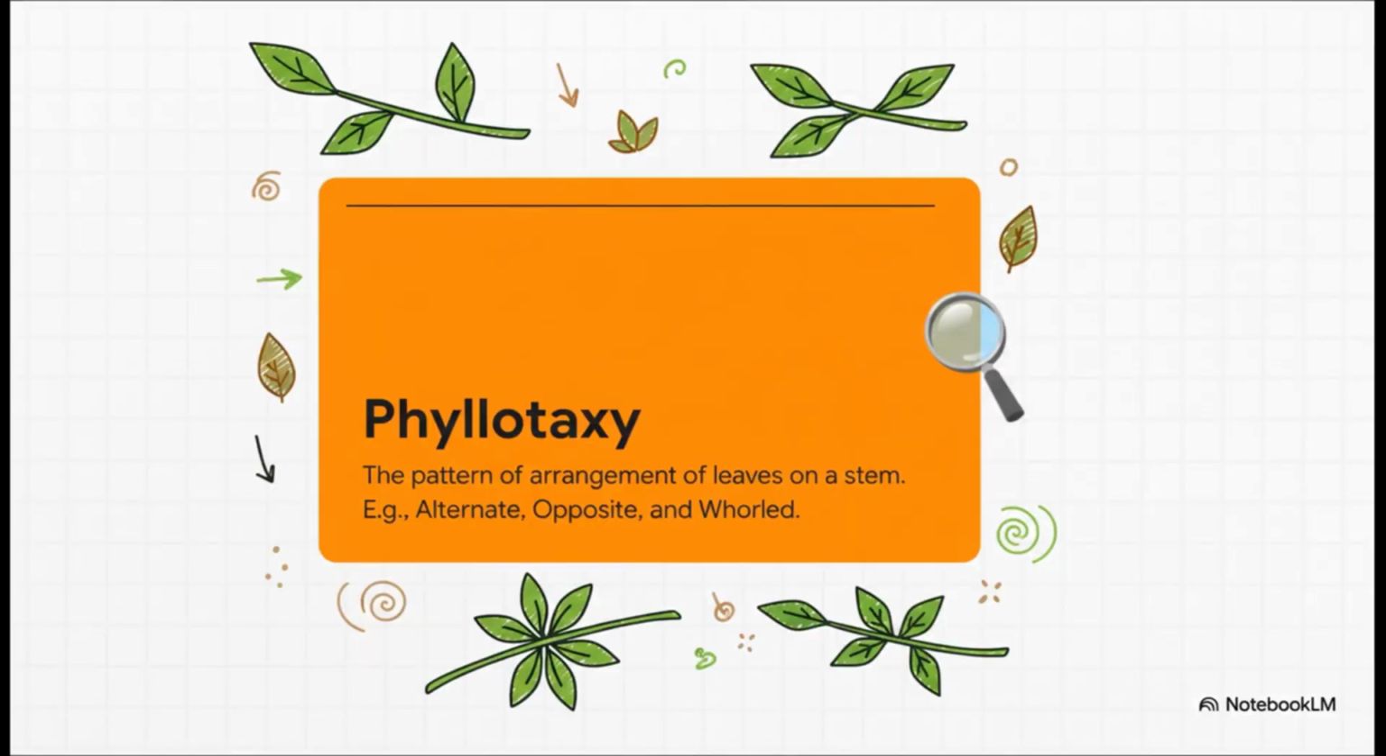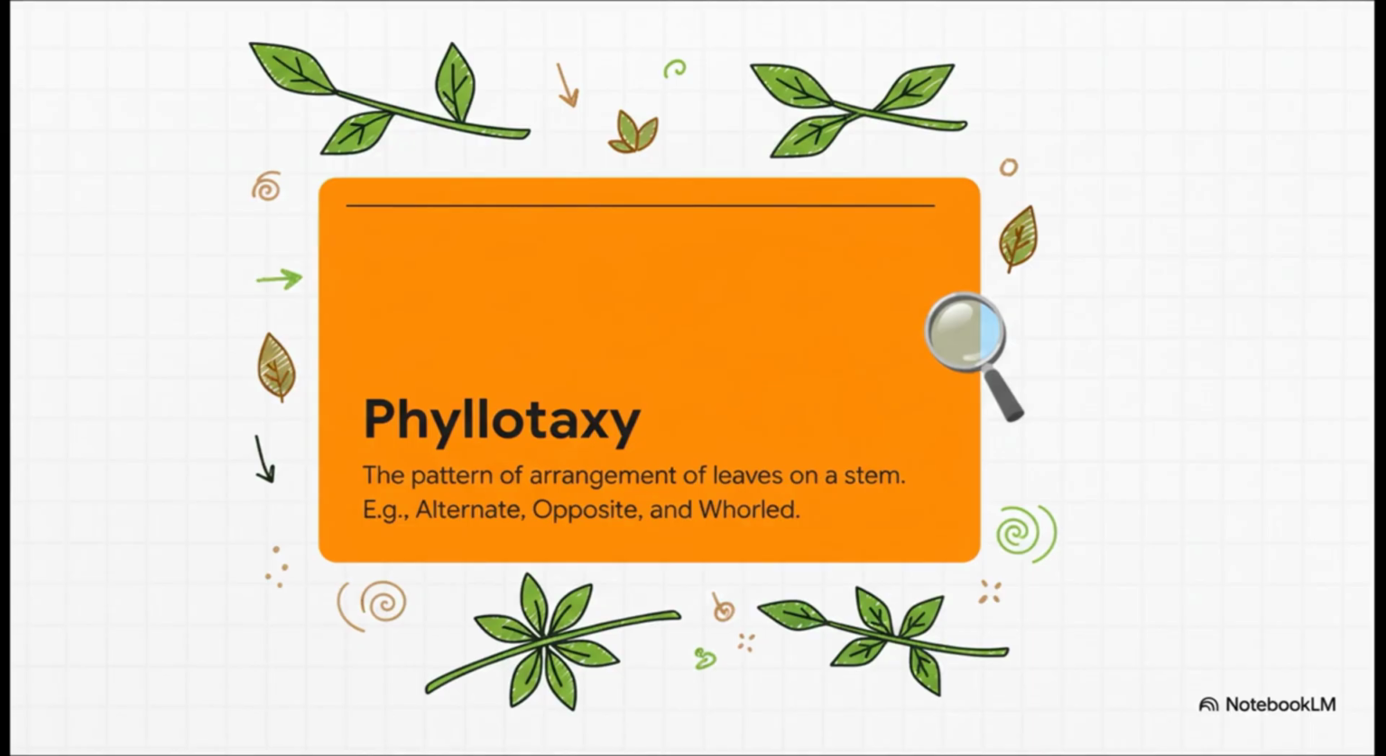All right, next up is a term that sounds complicated but is actually super simple: phyllotaxy. It's just the pattern of how leaves are arranged on the stem. And trust me, this is not random. It's a brilliant design to make sure every leaf gets its fair share of sunlight without blocking the ones below it. You've got three main patterns to know.